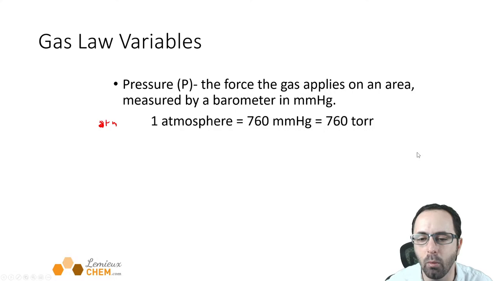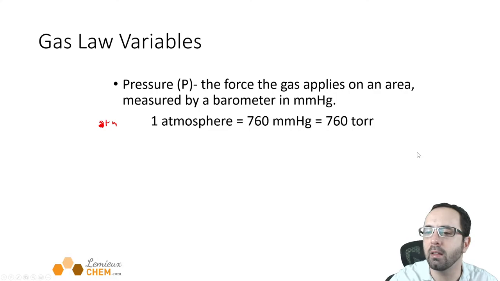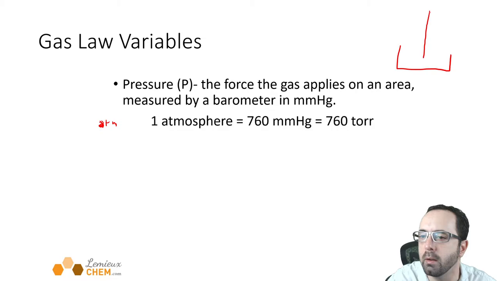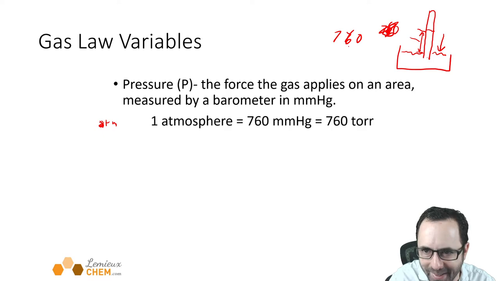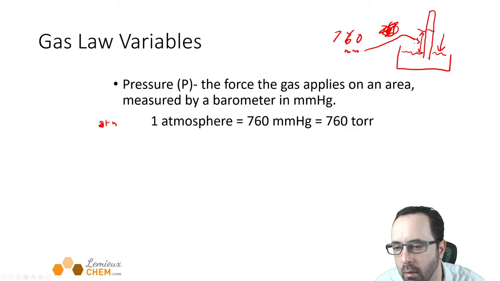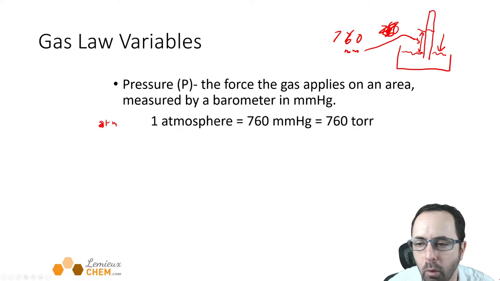So you have an evacuated column, the barometer, inverted in a pool of mercury here. And that mercury will be pushed down by the air pressure and come up a certain distance. If you have one atmosphere pressure, this distance right here would be 760 millimeters. That's where the term millimeters of mercury comes from, the way it's measured in a barometer.